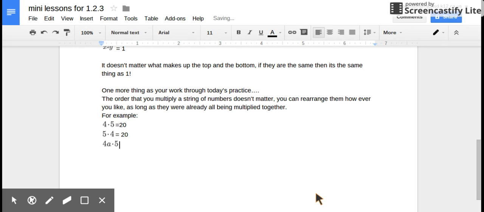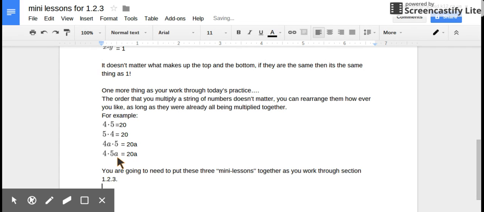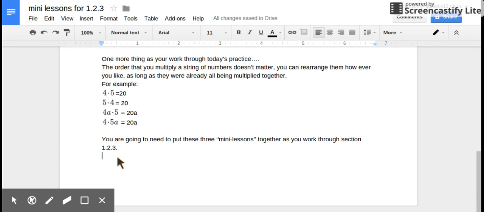So what if I throw a letter in there? Remember in algebra that letters are just placeholders for numbers we don't know. And really what this is telling me is 4 times a times 5. So it still equals 20a. Now, let's move the a over to the 5 instead of by the 4. I'm still going to take 4 times 5 times a, and I get 20a. You're going to need to combine these three little things together as you work through this section.